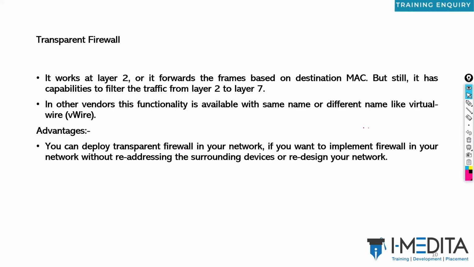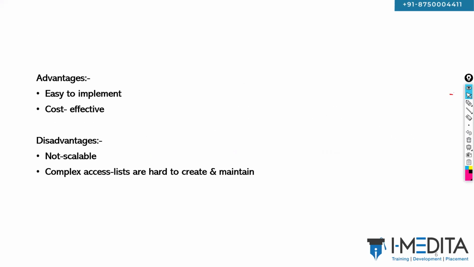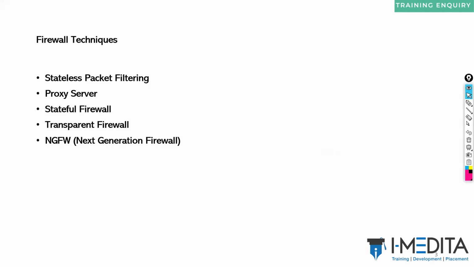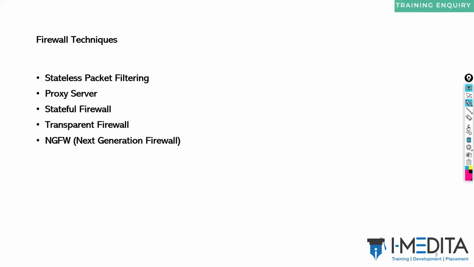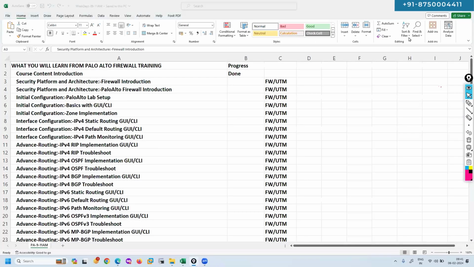So these are our firewall techniques. We have gone through packet filtering, proxy server, stateful firewall, transparent firewall, and next generation firewall. The next generation firewall we discussed yesterday, which is called sandbox inspection. For more information, please revise your first session. Done. So this was about what a firewall is.